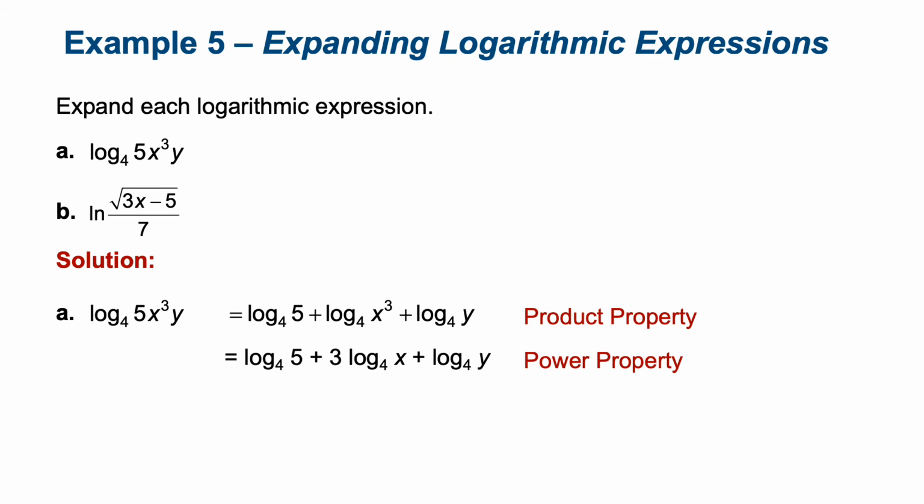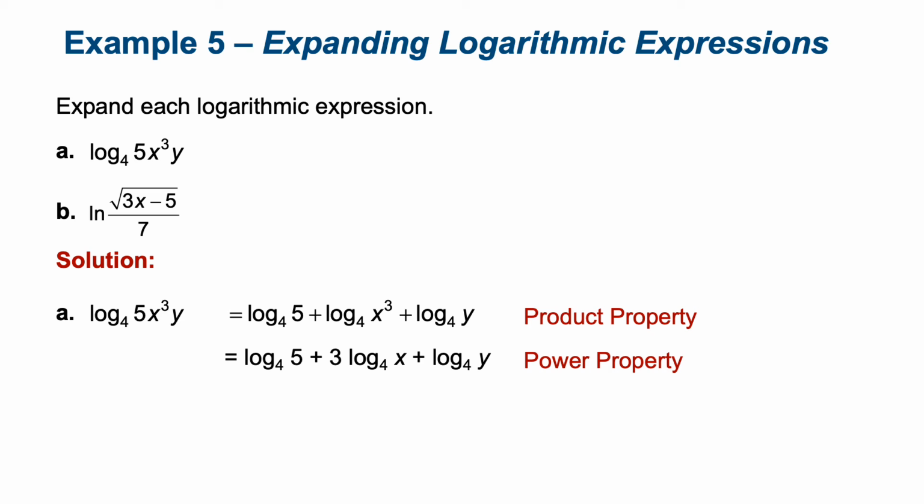So let's do one here. Let's say you have log base 4 of, and imagine that there's parentheses over all of this, 5x cubed y. If you're trying to find the log of this, you can expand this using what property? They're all being multiplied. 5 is being multiplied by x cubed, and x cubed is being multiplied by y.